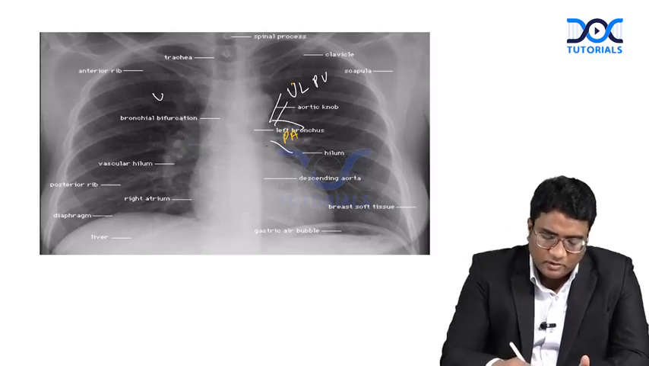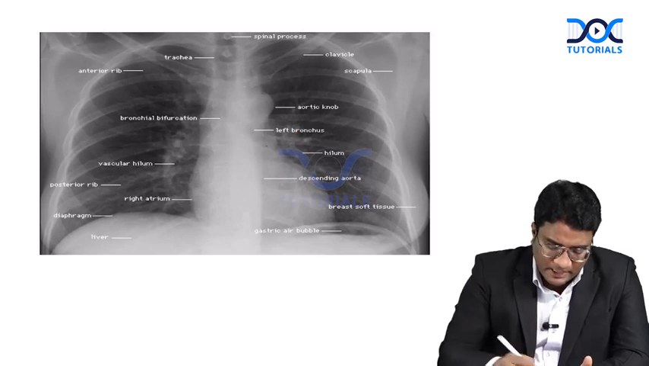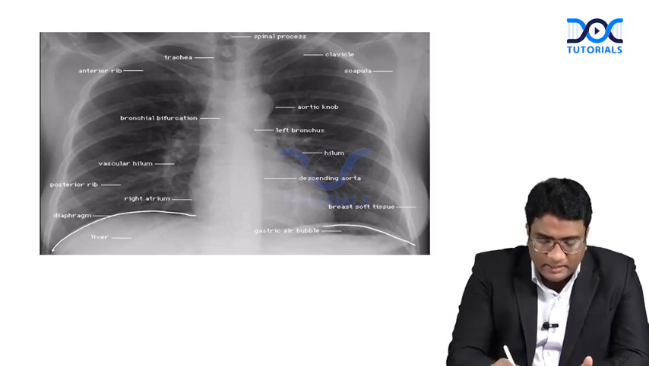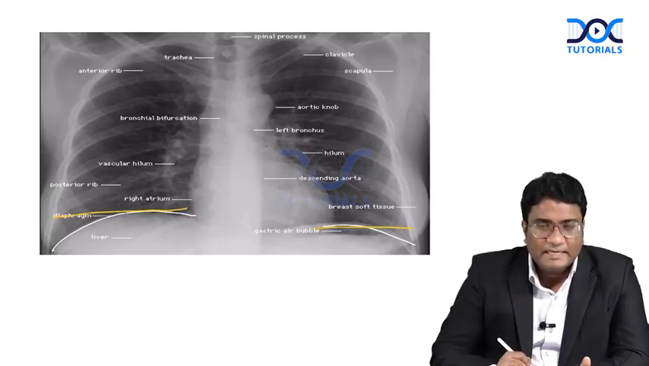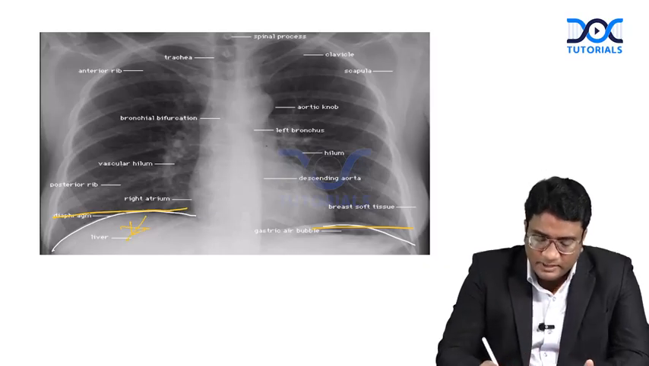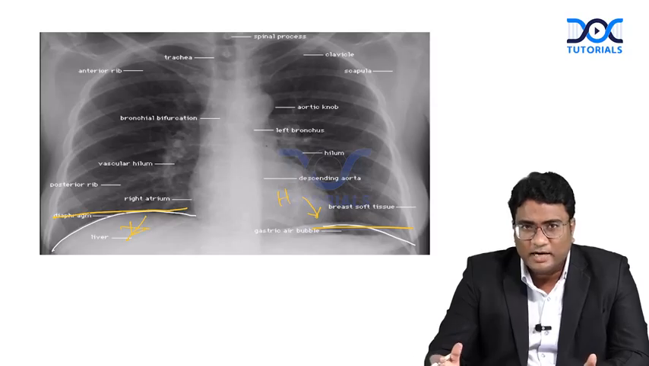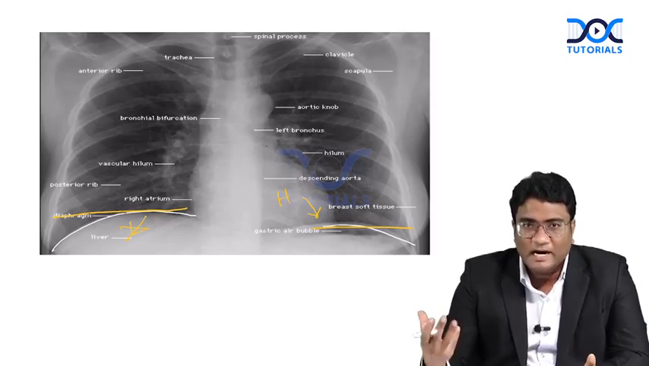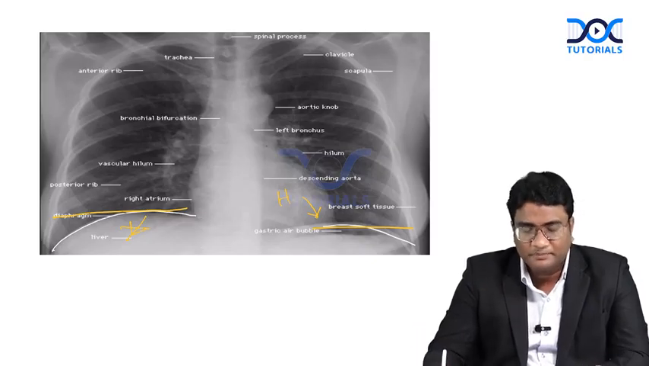Then look at the domes of the diaphragm. You will see the domes of the diaphragm as hemidiaphragm. This is the right hemidiaphragm, this is the left hemidiaphragm. And usually the right hemidiaphragm is at a higher level compared to the left. And the reason is not the liver pushing it upward. It is the heart that pushes the dome of the diaphragm downward. So when you see dextrocardia, the right hemidiaphragm will be at a lower level because it is the heart pushing the dome downward rather than the liver pushing it upward.